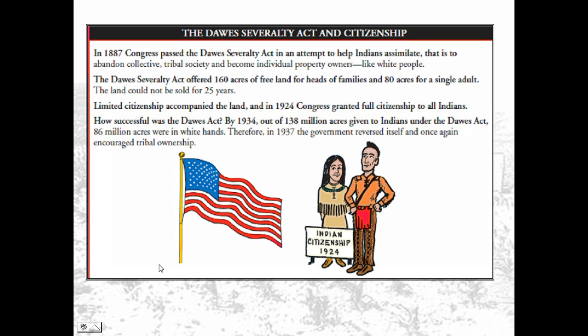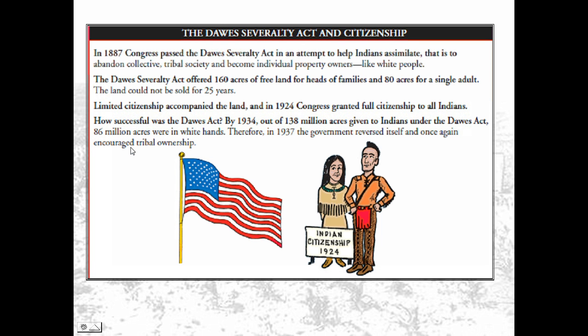If we take a long-term view of this, this was not a successful policy. Essentially what's going to happen is that, yes, the reservations are split up and land is given to some Indians, but land is also going to be taken by whites. So out of 138 million acres given to Indians under the Dawes Act, by 1934, 86 million, I would say about 2/3, is in white hands.